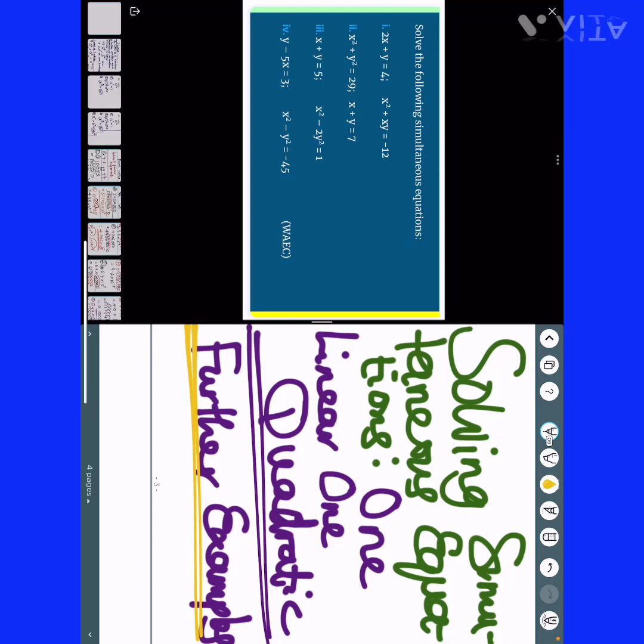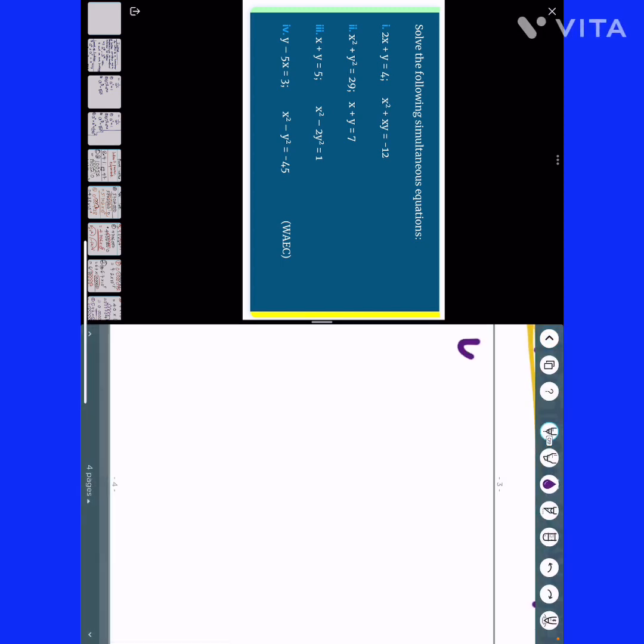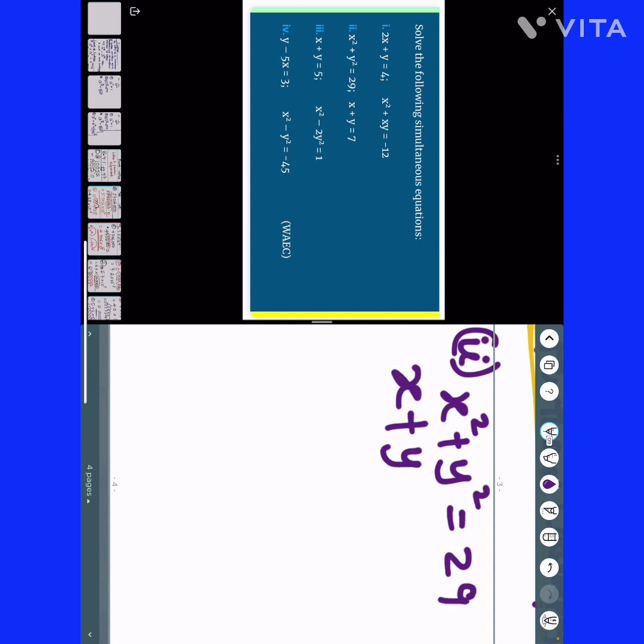One linear, one quadratic. Let's take a few more examples. From the questions here, we didn't do number 2 the other time, so let's start with number 2. It says, the first equation is x squared plus y squared is equal to 29. The next one says x plus y is 7.